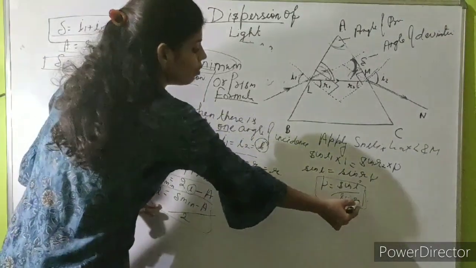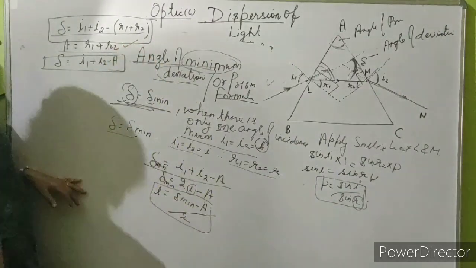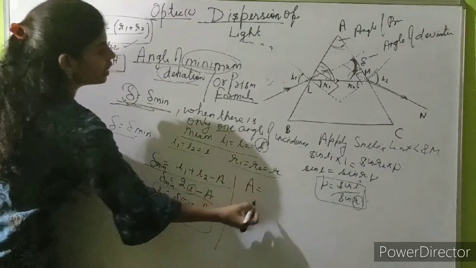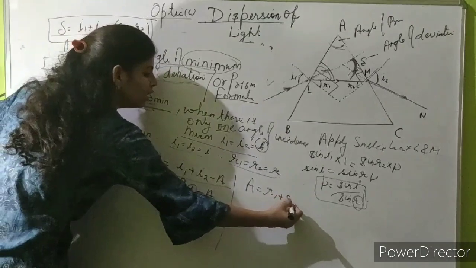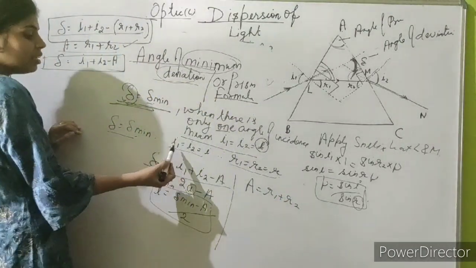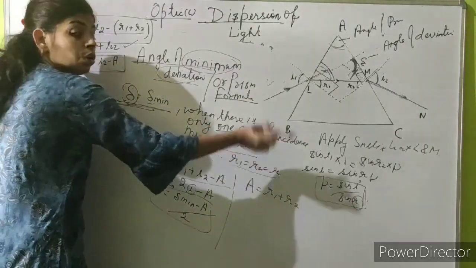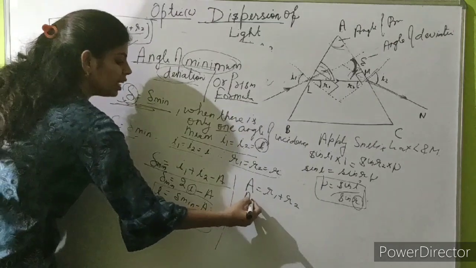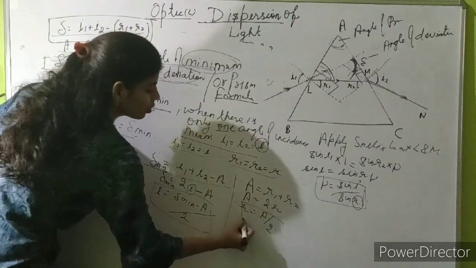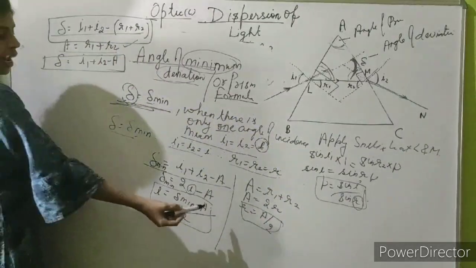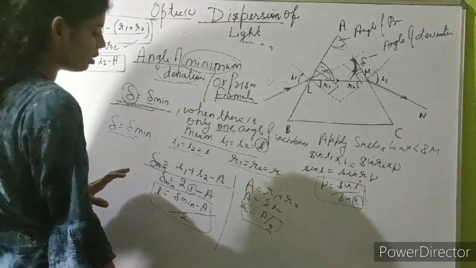In the same way, we have to find out the value of R. We can find out the value of R from this equation. We know that angle A, that is angle of prism, is equal to R1 plus R2. Because I1 is equal to I2 is equal to I, therefore R1 is equal to R2 is equal to R. So simply we can write that A is equal to 2R and R is equal to A by 2. Simply put the value of I and R in this equation and we will get the angle of minimum deviation.